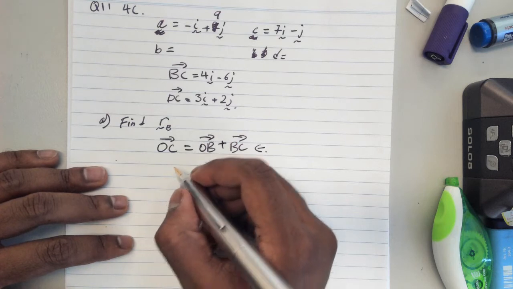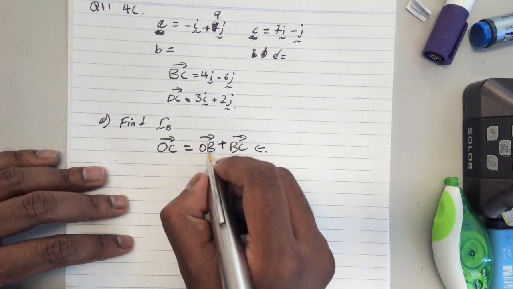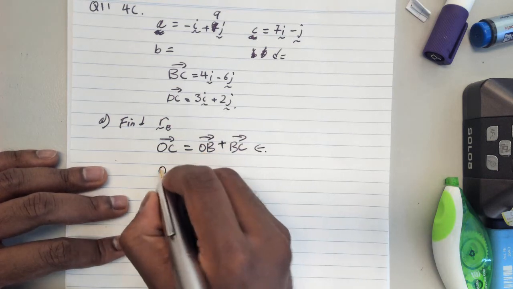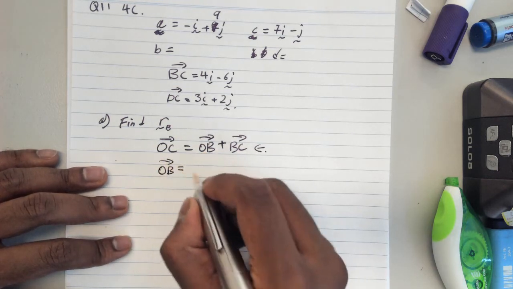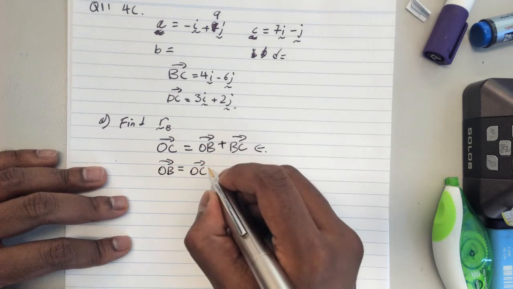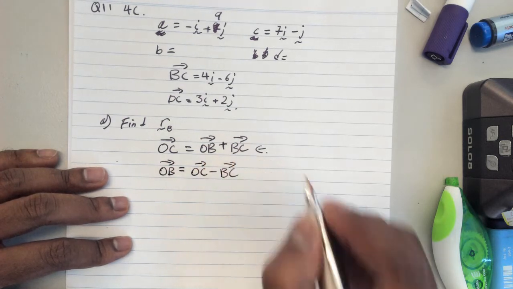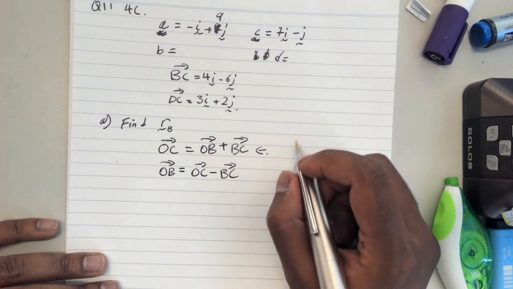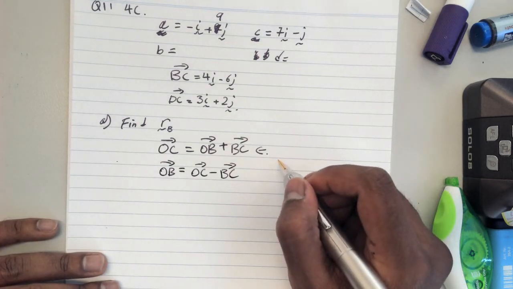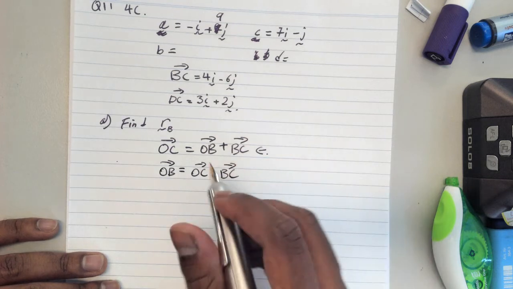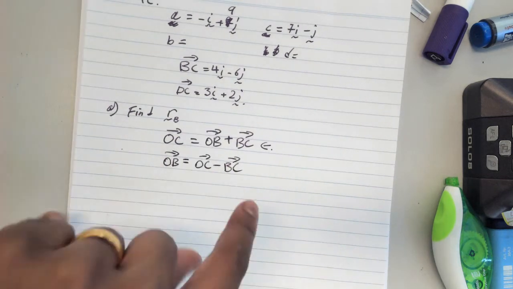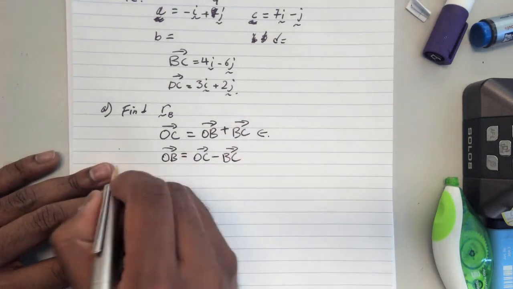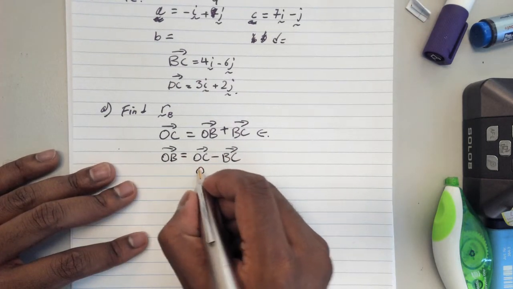We know what we're trying to find, OB, so we're going to make OB the subject. So I'll just move that around like so. I've moved that over there. Sorry, that's a bit confusing. I should have written it this way. Let me just write it this way.